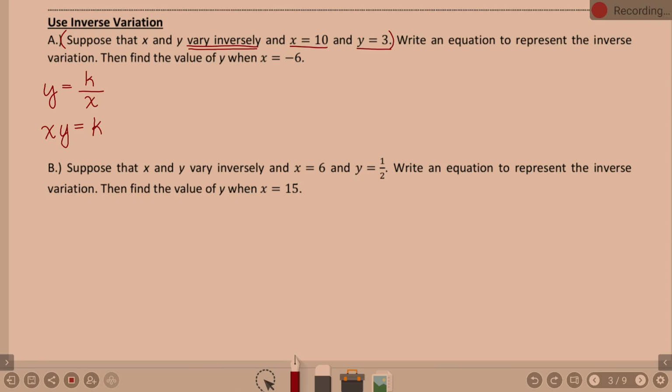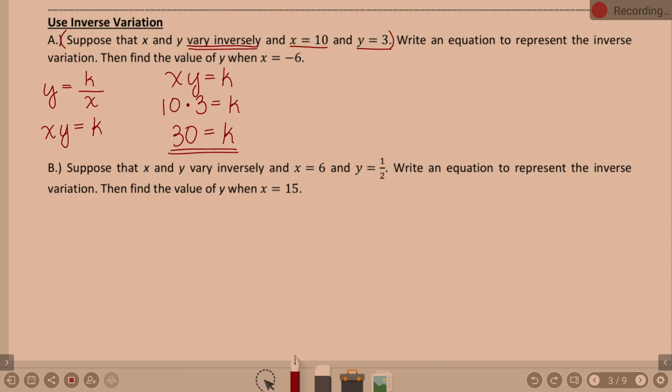Now, in that same sentence, it tells me x is 10 and y is 3. If I know x and y, what can I find? Your k. They're giving you an x and y value, so you can find k. So let's use x times y equals k. X is 10, y is 3. 10 times 3 is 30. So we just found our k value to be 30.